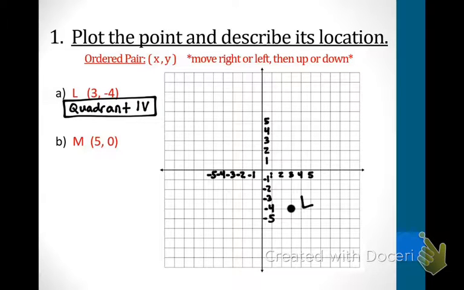Does X move right and left or up and down? Right or left. So I'm going to go right or left to 5. Which direction is that? To the right. Okay, so remember, you always start at your origin, and then I've got to come over here to the 5. Now if you look, it tells me to go how many places? Zero. So is that up or down? It's neither. You're not going to go anywhere else. I'm already there. So that is where point M is at. If it tells me 0 for the Y, that means I do not move anywhere else.